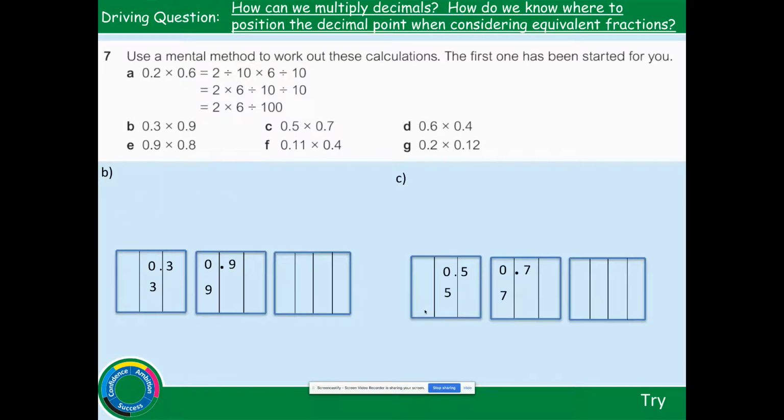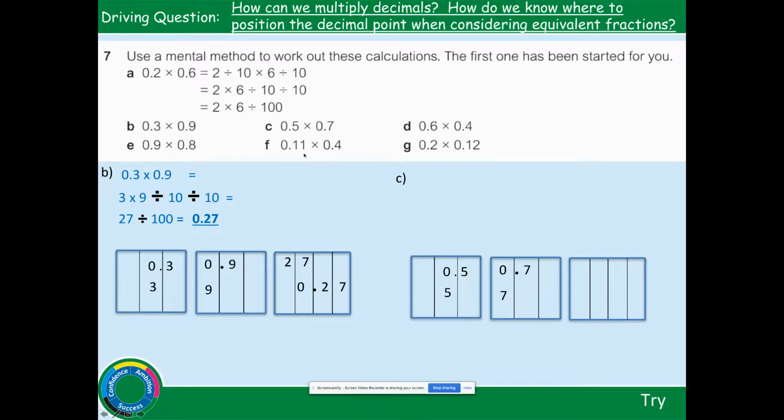Okay, so for B, we've got 0.3 times 0.9. So I'm going to multiply this by 10 to get a whole number, multiply this by 10 to get a whole number. Because I've multiplied 2 numbers by 10, I need to divide by 10, divide by 10, which is like divide by 100. And 3 9s are 27. So my grid, if I put 27, I'm dividing by 100. 1, 2, 1, 2. Answer is 0.27.